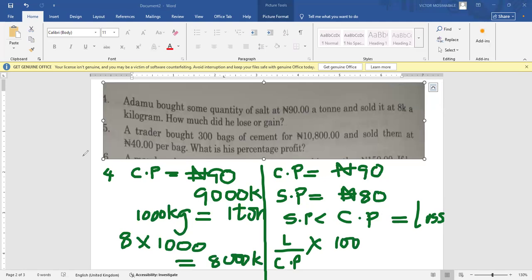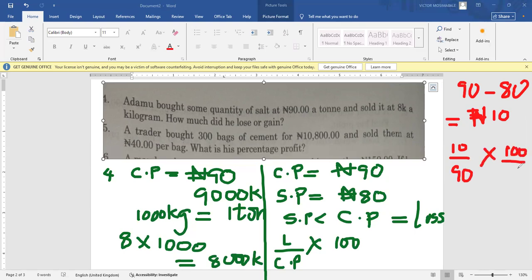So I will solve it at this corner here in red, at this ash color column here. So the loss is actually what? 90 minus 80, right? That's 10 naira. So the loss is actually 10 naira. So that's 10 over the cost price, which is 90, times 100% over 1. So the 0 cancels 0. So 9 into 9 is 1. 9 into 10 is 1. Remember, 1 into 10 is 1.